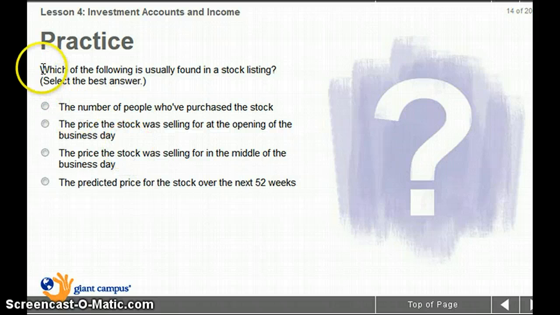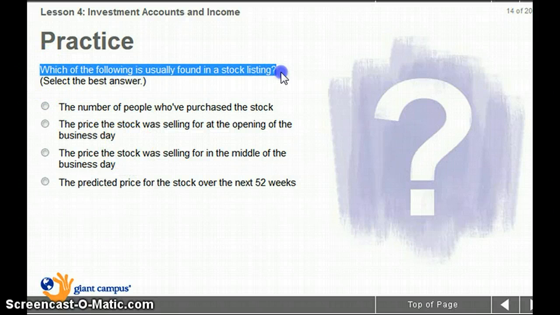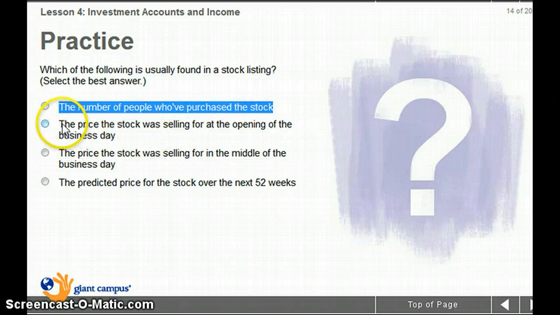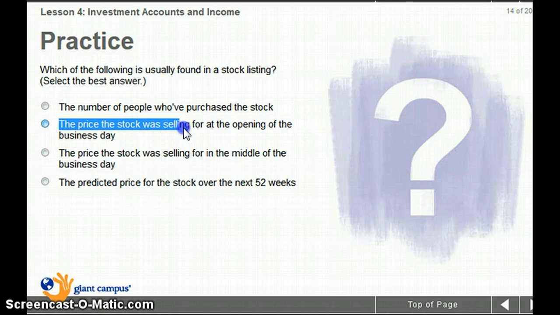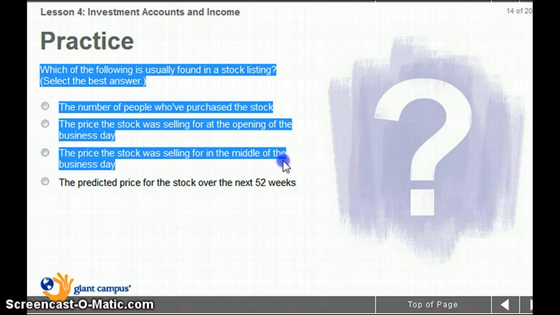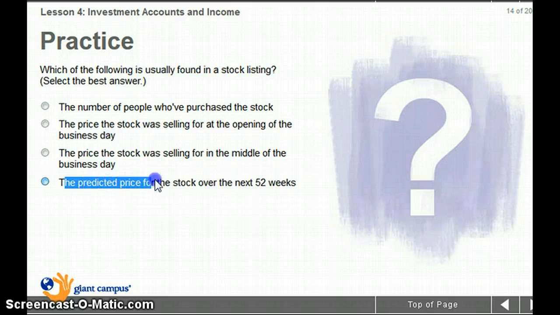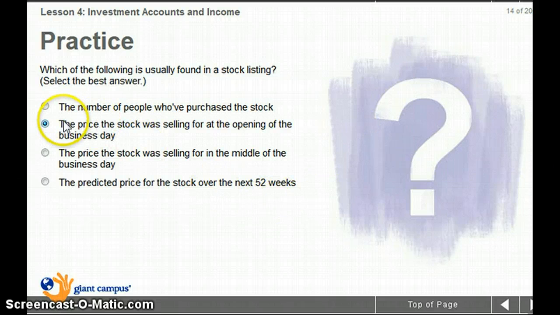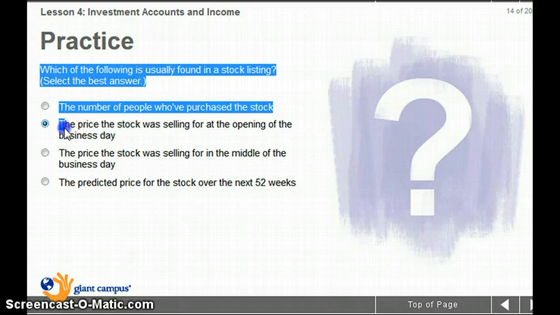So, which of the following is usually found in a stock listing? Number of people who purchased the stock, the price the stock was selling for at the opening of the business day, the price the stock was selling for in the middle of the business day, or the predicted price for the stock over 52 weeks. If you said the price the stock was selling for at the opening of the business day, you were correct.